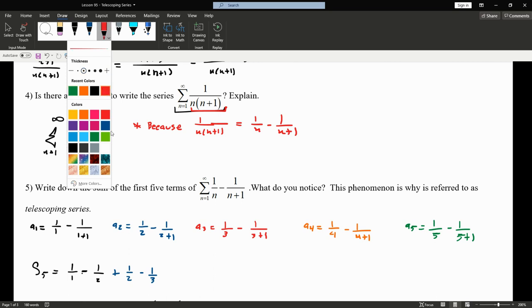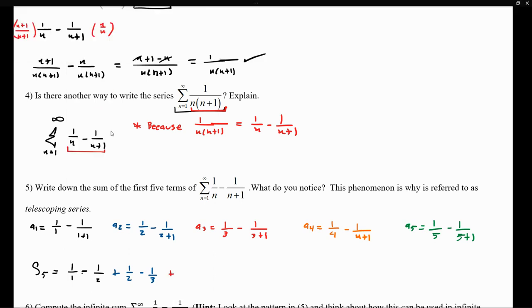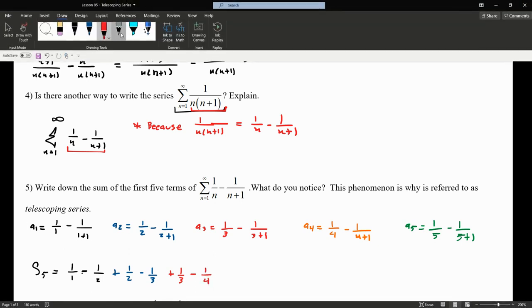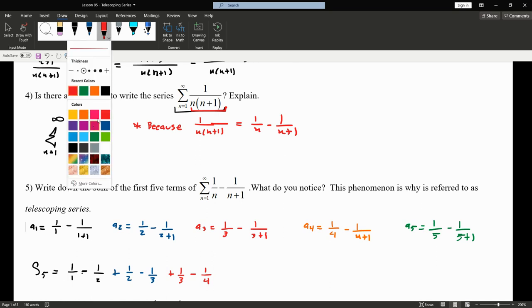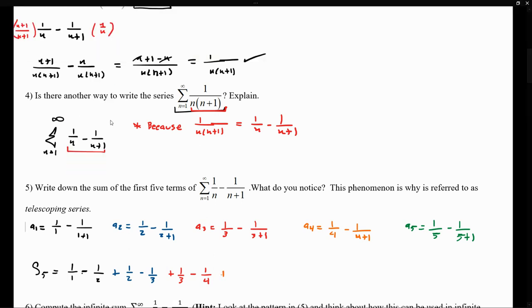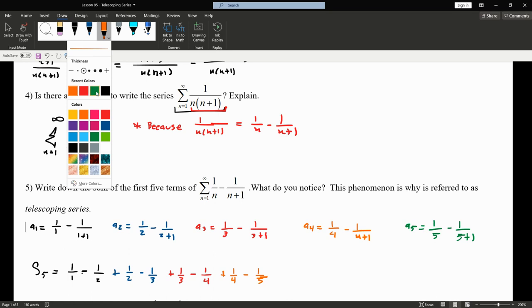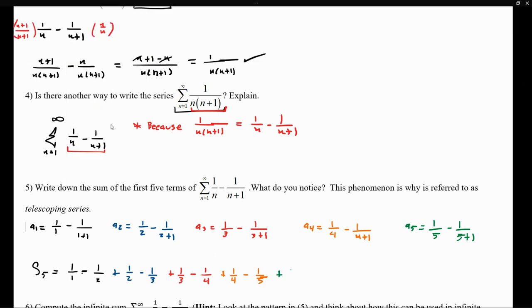Now if we would have added the third term, we would have got plus 1 over 3 minus 1 over 4. Let's add the fourth term. So that would be 1 over 4 minus 1 over 5. 4 plus 1 is 5. And let's get the fifth term. That's 1 over 5 minus 1 over 6. And at least we can stop here because we only want the first 5 terms.